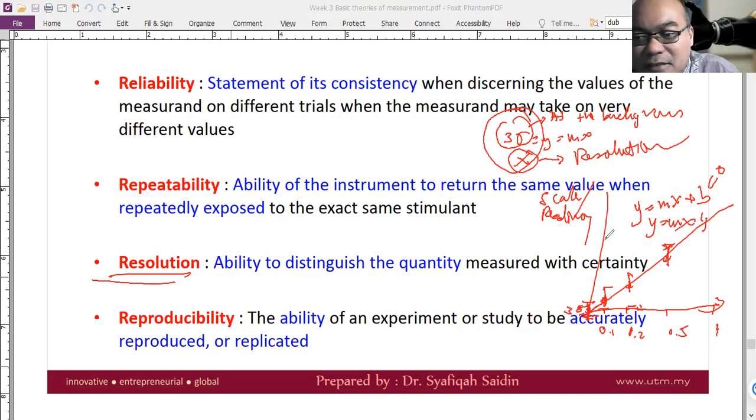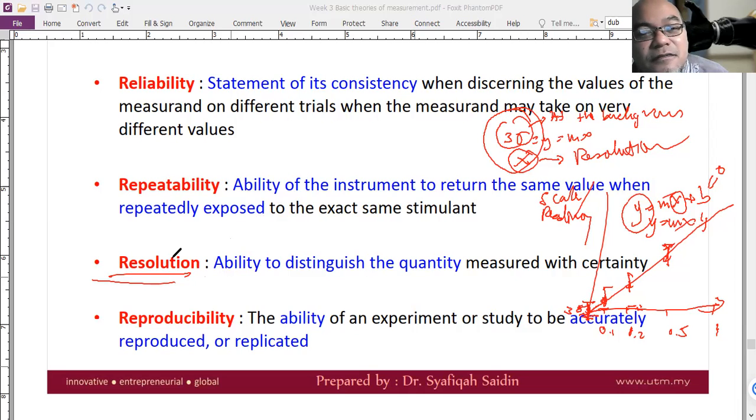After that, the three sigma is put into the equation of the calibration line. If it is linear, you just put the three sigma as the value of y, and you will obtain x. The x is the resolution. Many people mix up or confuse resolution with sensitivity. Later we will look at sensitivity.